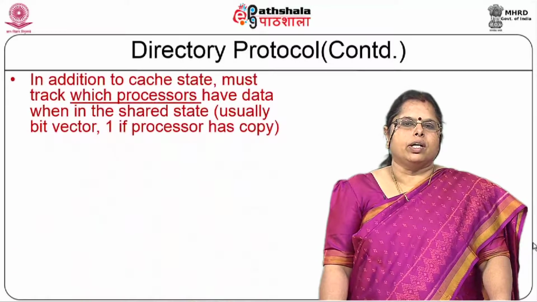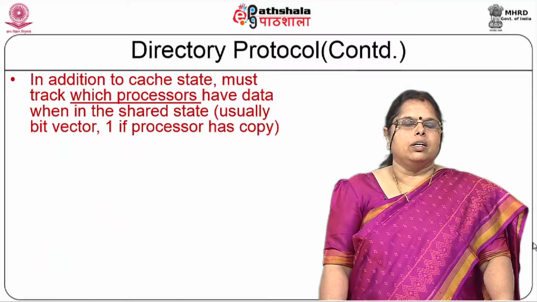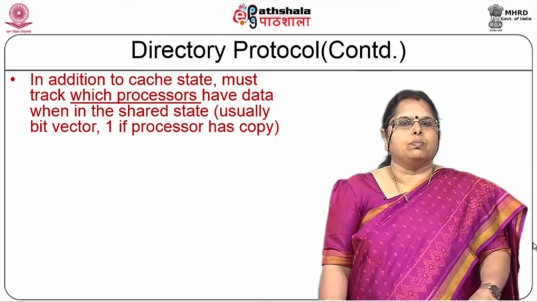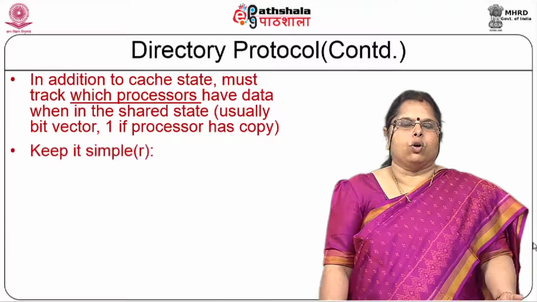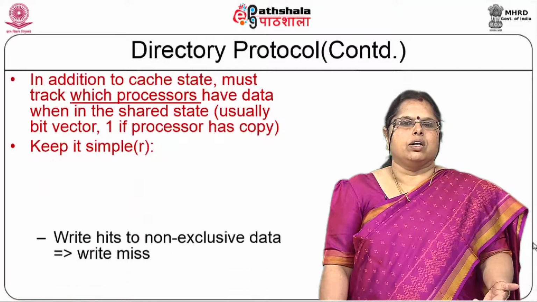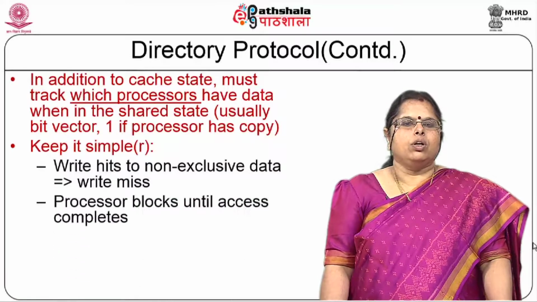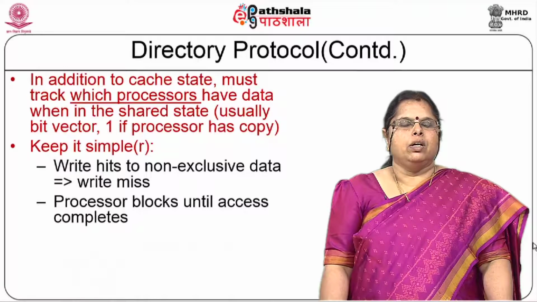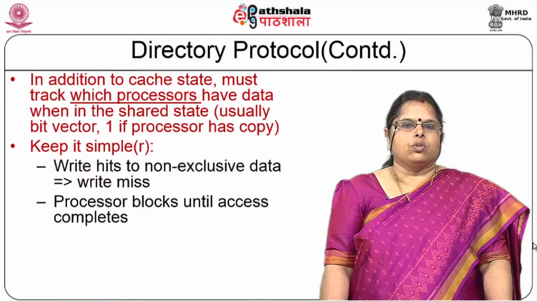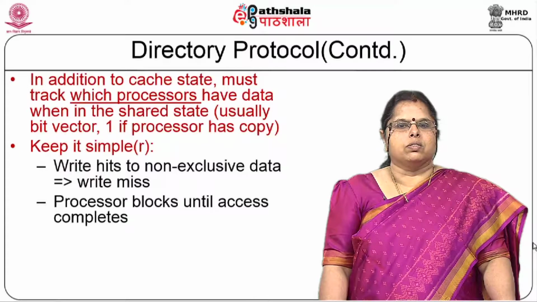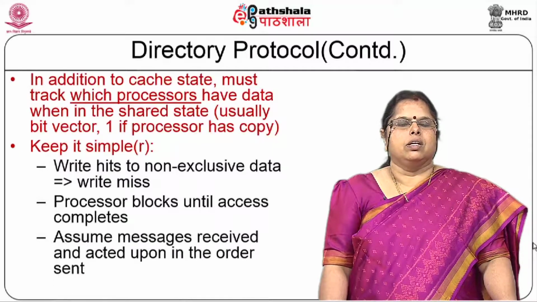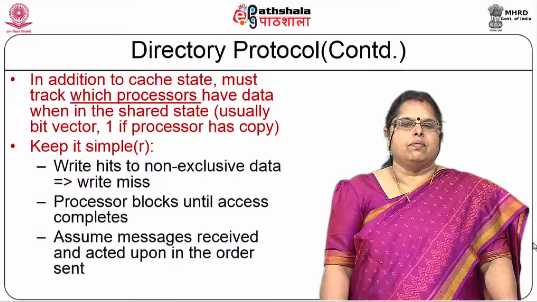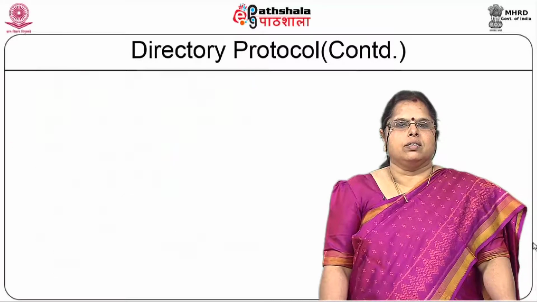So, in addition to the cache state, we will also have to track which processors have data when in the shared state. Usually this is maintained as a bit vector by putting a 1 if the processor has a copy, and putting a 0 if the processor does not have a copy. And to keep it simple, you can assume that write hits to non-exclusive data can be treated as write misses, and the processor blocks until the access completes. And you can assume that messages are received and acted upon in the order that they are sent.